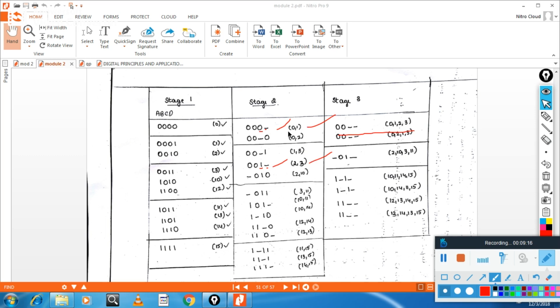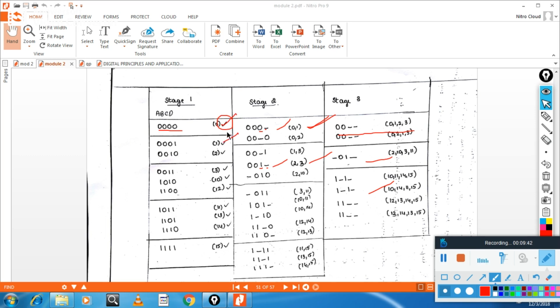Similarly, compare the other terms, and you will get all these terms. So always, when you compare, you have to put one right mark, because at the end, when you prepare the final stage, if there is no right mark, then that term you have to consider in the final stage. That's why when you compare, immediately you put a right mark.